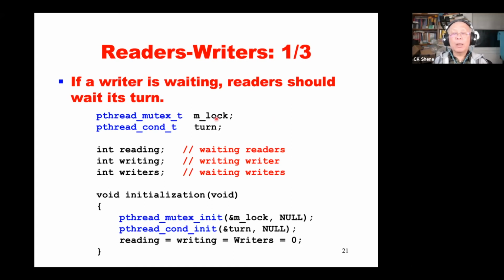We have a mutex m lock. This is a monitor lock. And the condition variable turn is where you block everyone: readers, waiting writers, and so on. So we have three variables: reading, counting how many readers are reading, initially 0. Writing, how many writers are writing, 0 or 1. And writers indicates how many writers are waiting. All three variables are initialized to 0. So we initialize a mutex lock using the default value, we initialize a condition variable using all default values, and reading, writing, and writers are initialized to 0.